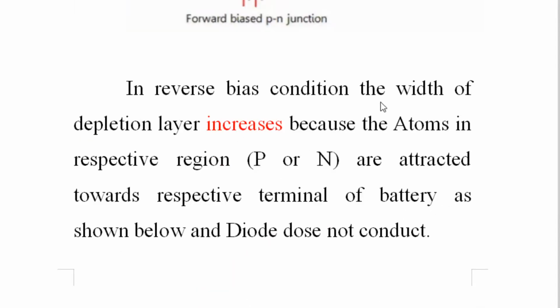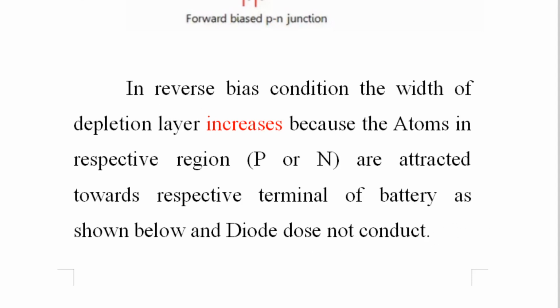In reverse bias condition, it happens exactly opposite. The width of depletion layer increases. Now why? What is the reason? In reverse bias condition, the width of depletion layer increases because the atoms in the respective region, p-type or n-type, are attracted towards the respective terminal of the battery as shown below. And of course, in reverse bias condition, the diode does not conduct.